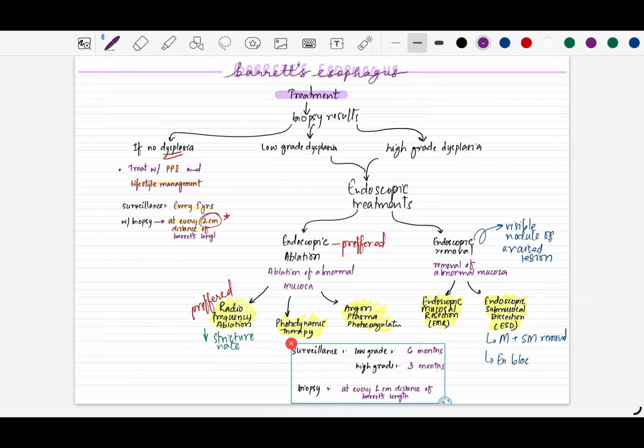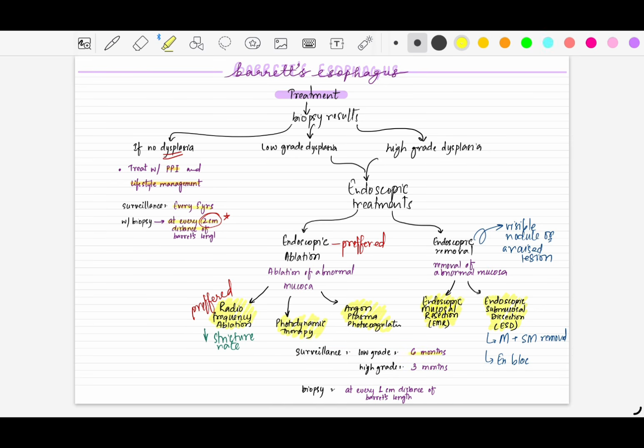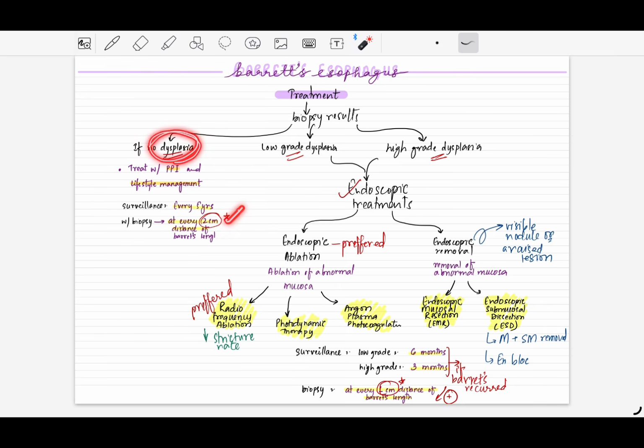Let's wrap up the topic by talking about the surveillance of low and high grade dysplasia. So for low grade dysplasia, the surveillance period is after every 6 months, and for high grade dysplasia, it is after every 3 months. Since we have already removed the abnormal mucosa, or we have ablated it via endoscopic treatments in both low grade as well as high grade dysplasia, we perform surveillance to check if Barrett's has recurred. And if it has recurred, then we have to do biopsy, and the biopsy sample is taken at every 1 centimeter distance of the new Barrett's length as compared to the 2 centimeter distance when no dysplasia is present.